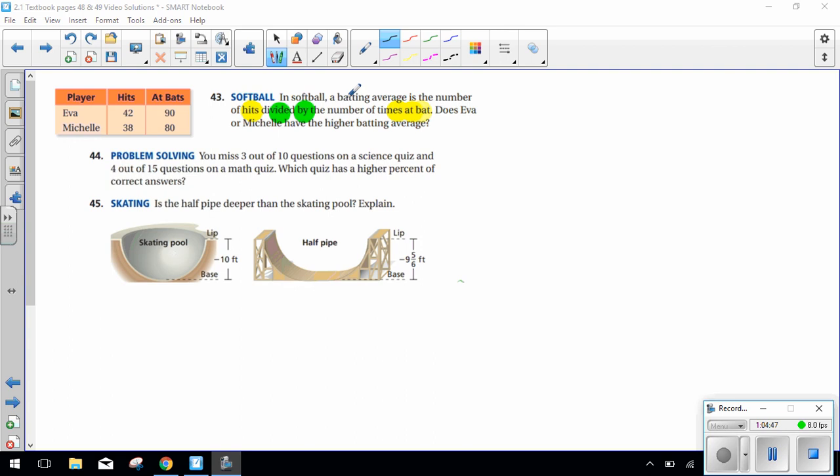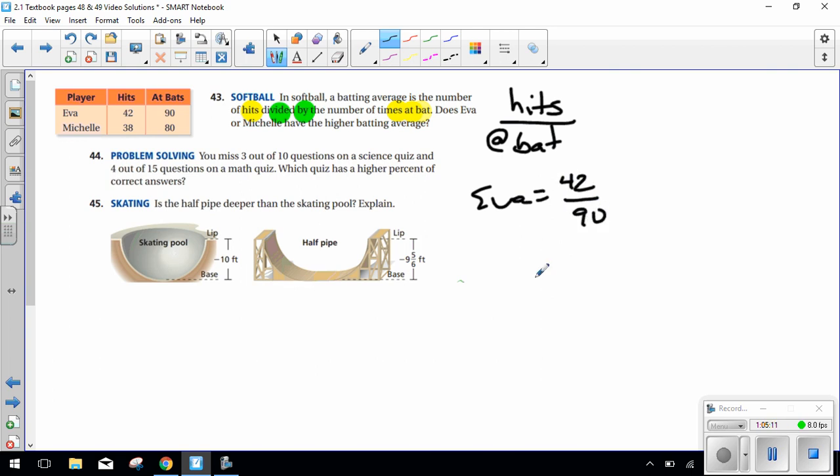So in softball, a batting average is the number of hits divided by the number of times at bat. So what that looks like as a fraction is hits over at bat. Okay, so if we take a look at Eva, Eva is hits divided by at bat. And if we take a look at Michelle, she is 38 over 80.